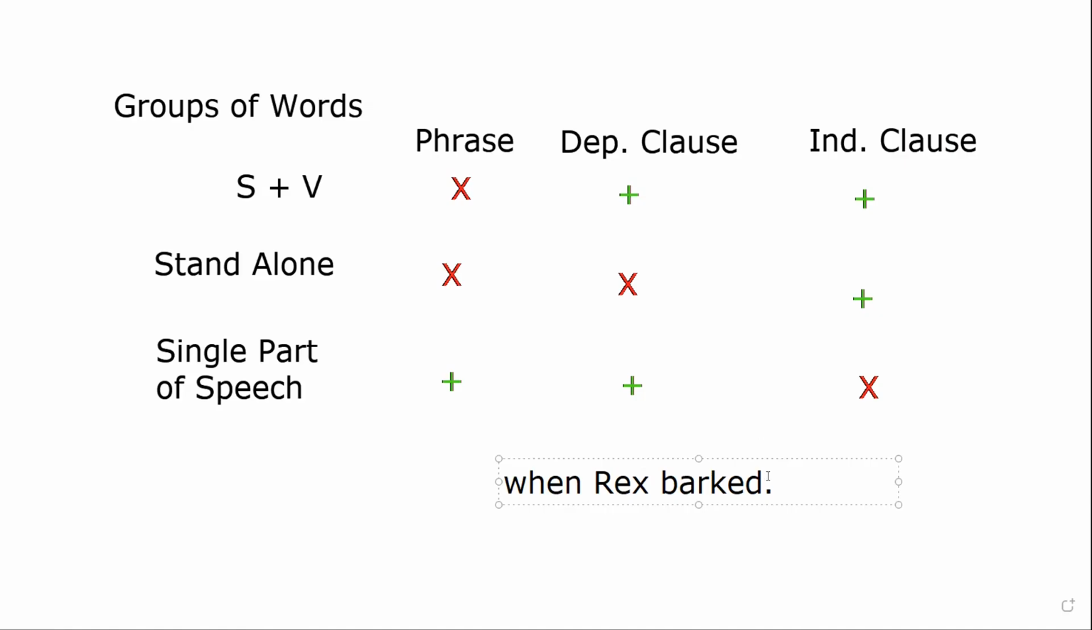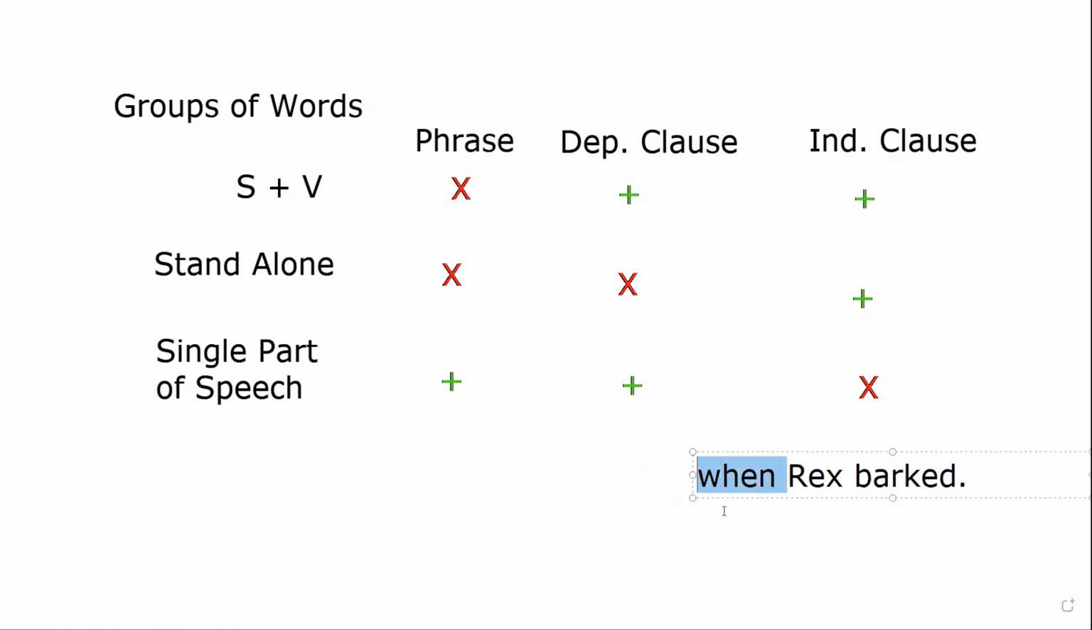What about an independent clause? Just Rex barked. Does it have a subject and a verb? Yes. Does it stand alone? Yes, that's a complete sentence. Is it a single part of speech? No. It has a noun, subject, and a verb. So it's not a single part of speech. So if you use this chart, you can test any group of words to decide whether it is a phrase, dependent clause, or independent clause. Let's go back to the book now.